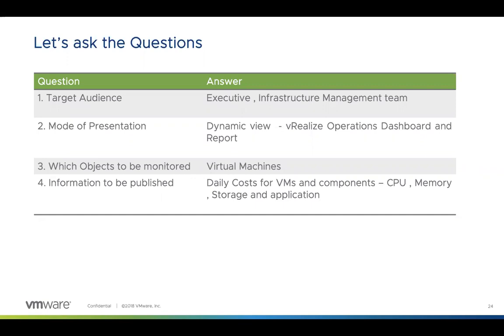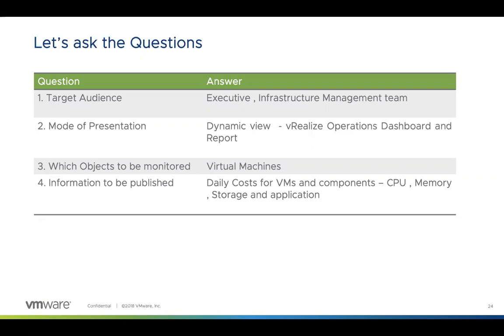And now, which objects are to be monitored? Of course, it's the virtual machine, which has to be summed up to the other objects as well. But the key use case was showing it per virtual machine so that they can see the cost of running an application or whatever, right? And what kind of information is to be published? Daily cost of VMs and components: CPU, memory, storage, and applications. So each of those VMs had different components which they wanted to segregate: CPU, memory, storage, and application.